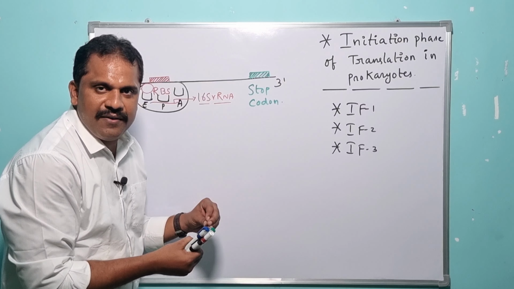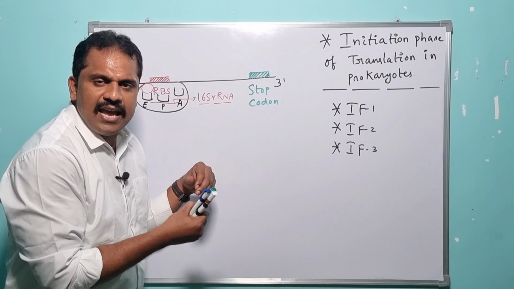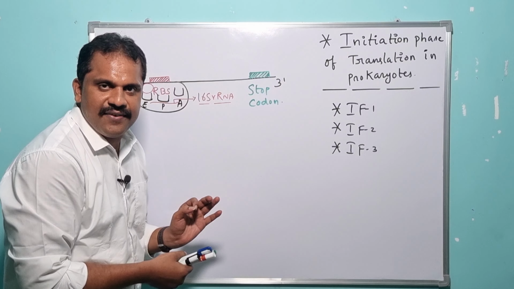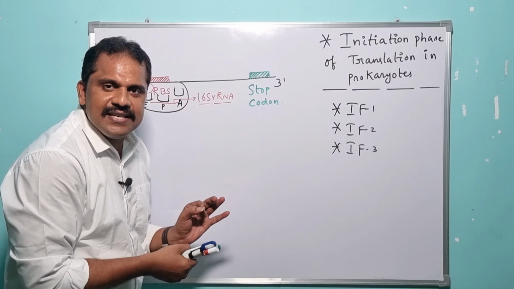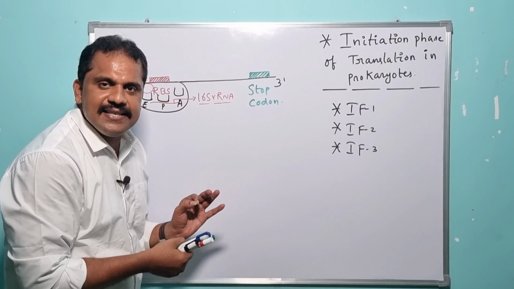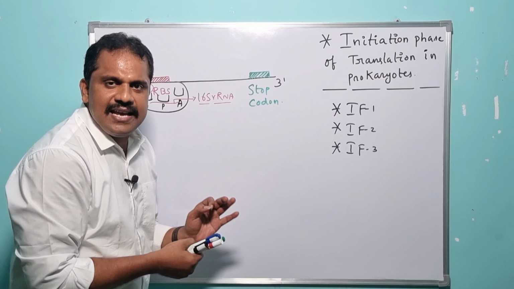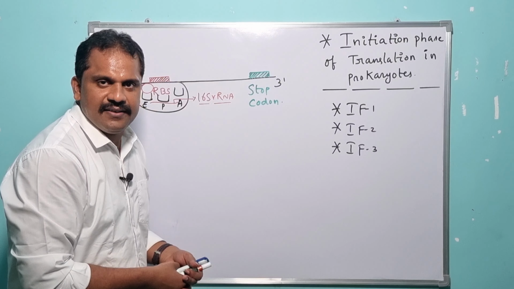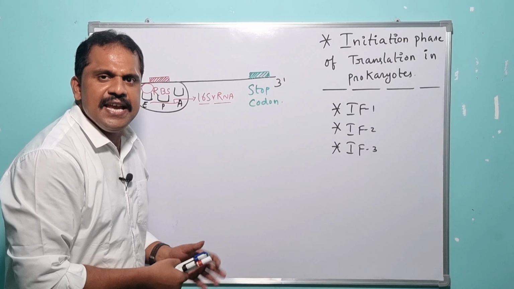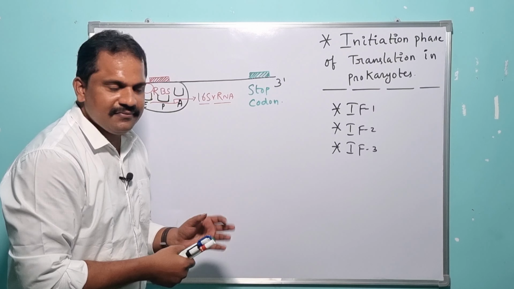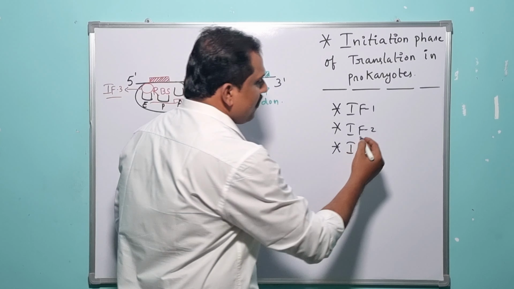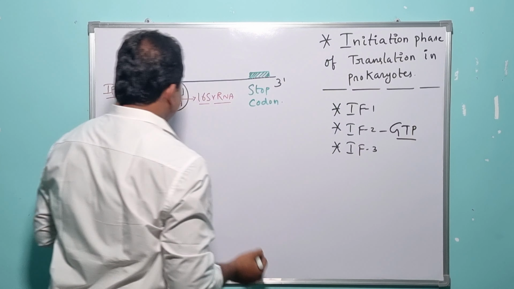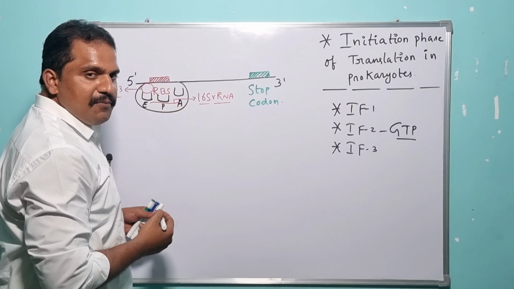In order to prevent the recruitment of the amino acyl tRNA to the A site of the ribosome during the initiation phase of the translation mechanism, it takes advantage of a specialized factor, which is nothing but initiation factor 1. Is it okay? Whereas initiation factor 2, by taking advantage of one molecule of GTP, is capable of binding to the P site of the ribosome.